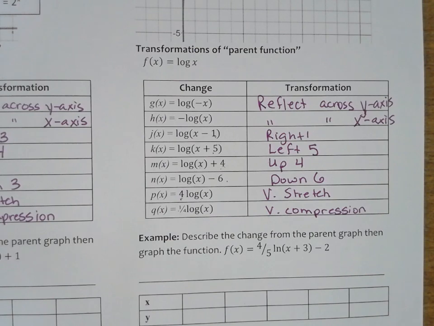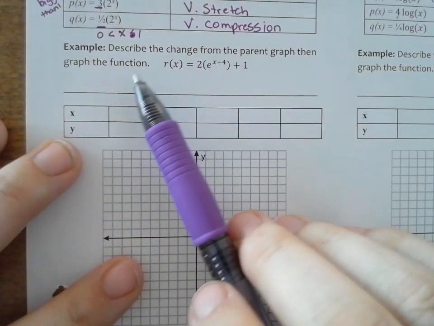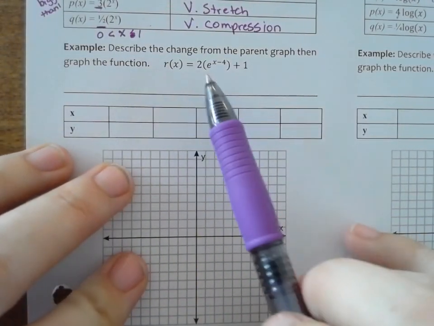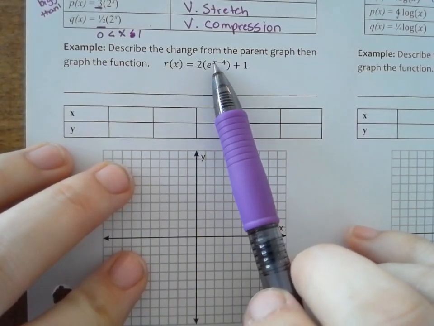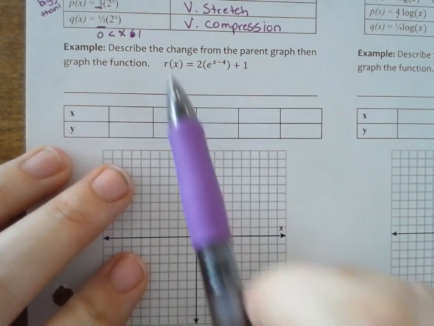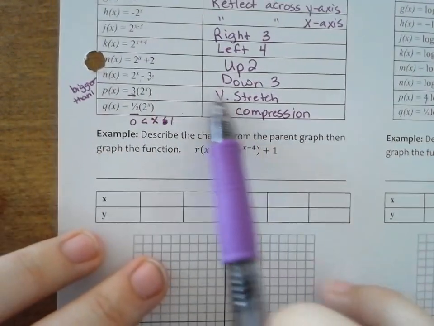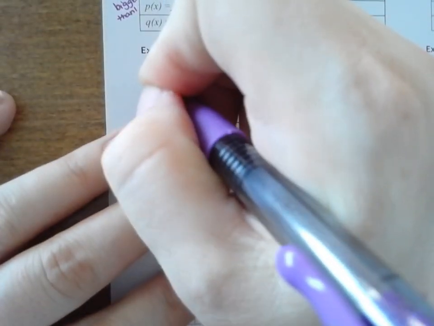So let's take a moment to do this next example. Describe the change from the parent graph, then graph the function. We have 2e to the x minus 4 plus 1. Let's just go kind of systematically. What would this 2 do? It is out front, so that is going to be a vertical stretch.